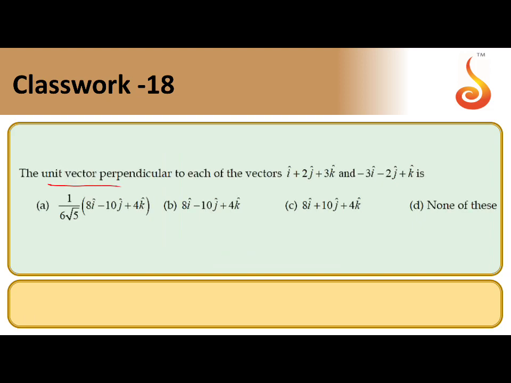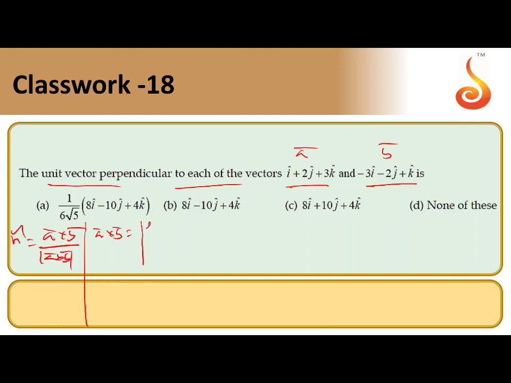Next, find the unit vector perpendicular to each of the vectors. We have a formula for the unit vector perpendicular to two given vectors. This is A bar, this is B bar. So n cap is A bar cross B bar by modulus of A cross B. That is the formula. So now our job is to find A cross B.